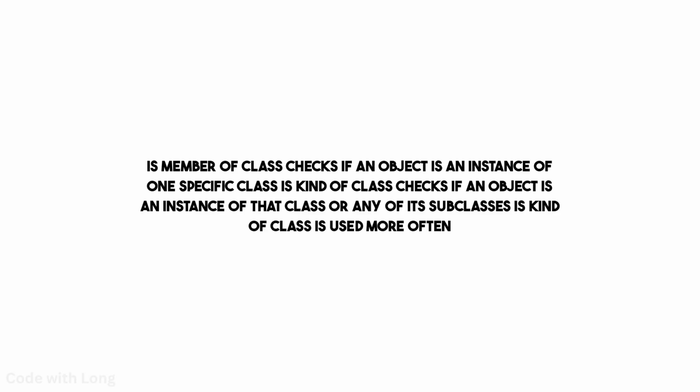What is the difference between isKindOfClass and isMemberOfClass? isMemberOfClass checks if an object is an instance of one specific class. isKindOfClass checks if an object is an instance of that class or any of its subclasses. isKindOfClass is used more often.